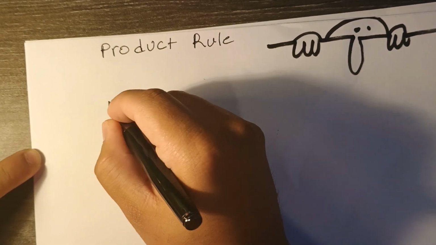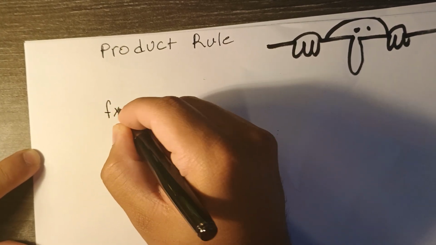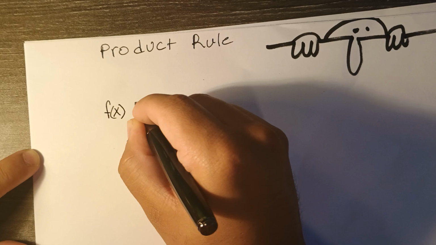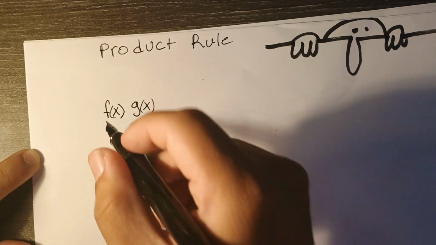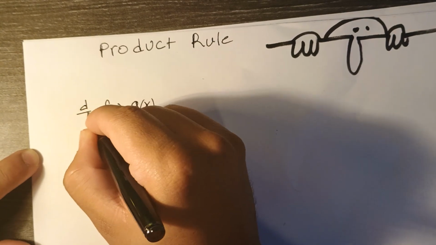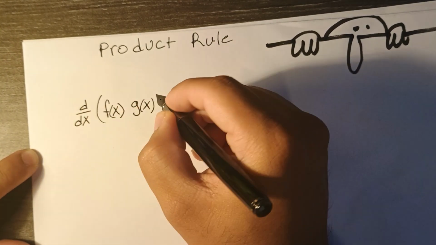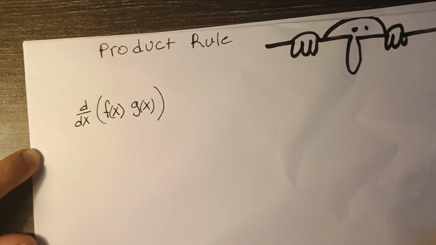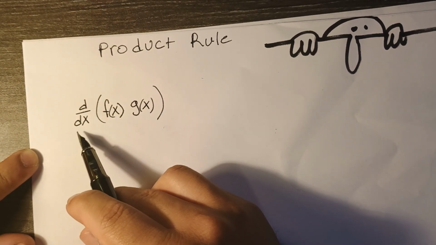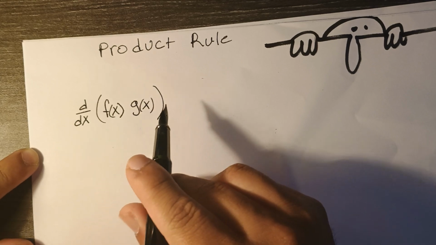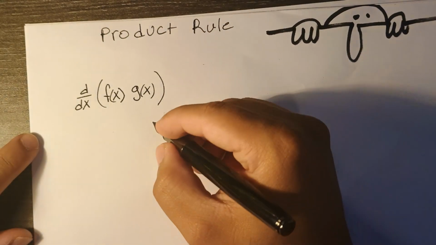So say we have two functions, and we want to find the derivative of their product, something like this. We can't just multiply the functions and then take the derivative. We can't do that. We have to use the product rule, which is basically this.